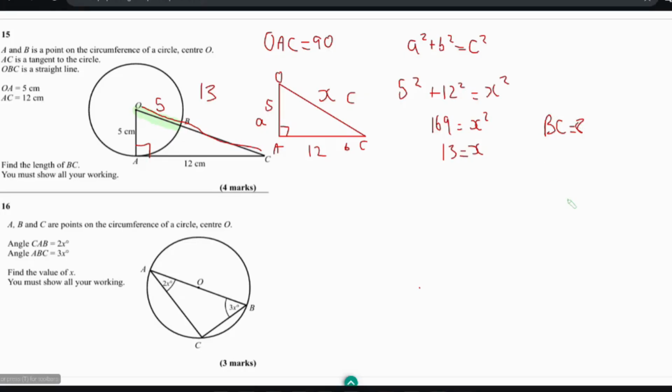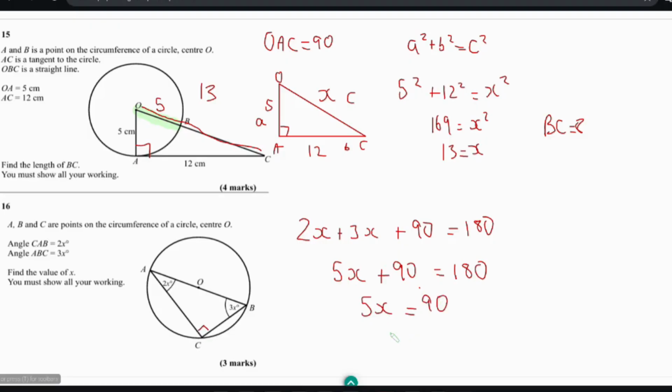Okay, question 16. A, B, C are points on the circumference of a circle. CAB is 2x, ABC is 3x, find x. So we've got a diameter and a triangle, so we've got 90 degrees. I know that angles in a triangle add up to 180 degrees, so let's form an equation. Simplify. Subtract 90 from both sides. Divide both sides by 5. Gives us x is 18.